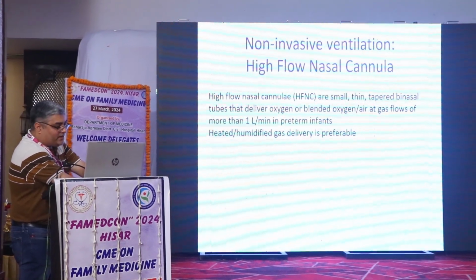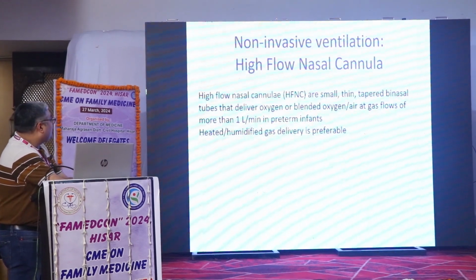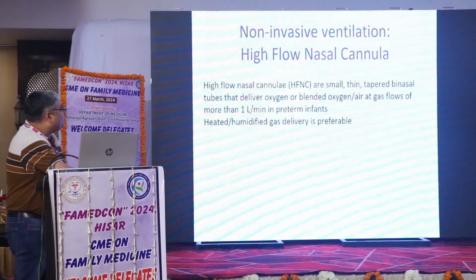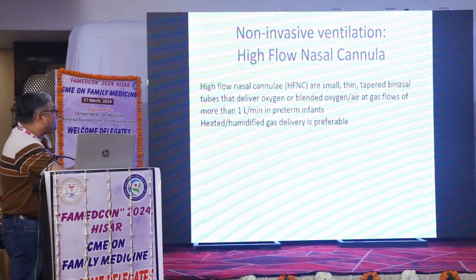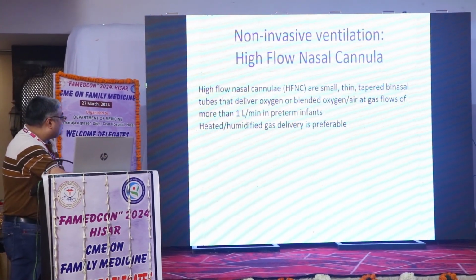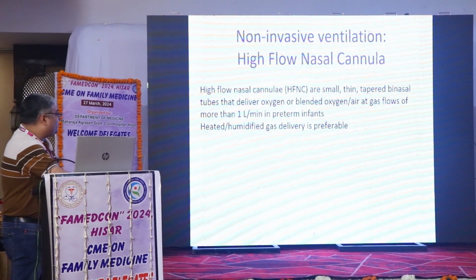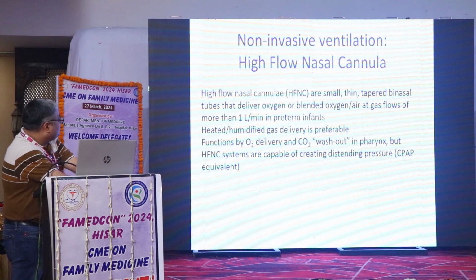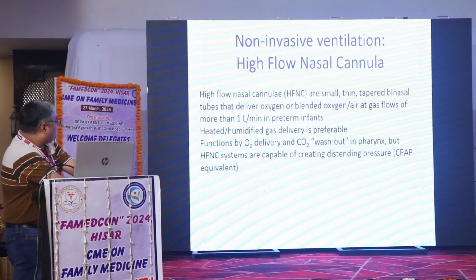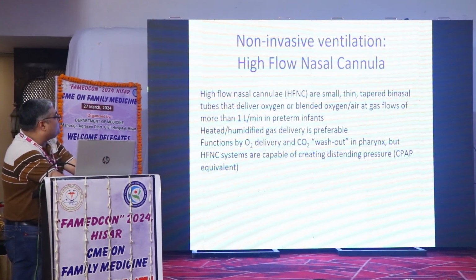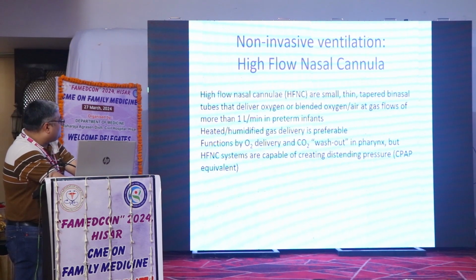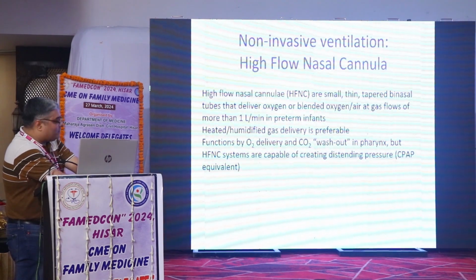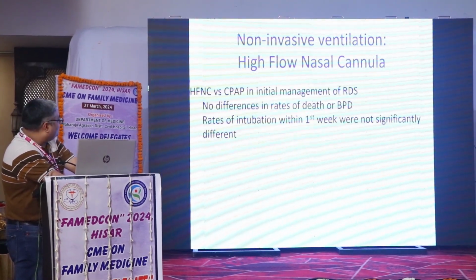Next is high flow nasal cannula, which we are now using in our NICU. They are small, thin, tapered binasal tubes which deliver oxygen or blended oxygen and air, with flows of more than 1 liter per minute in preterm babies. We use humidified gas. So how does it work? It functions by oxygen delivery and CO2 washout in the pharynx. But high flow can also give distending pressure equal to CPAP to open up the alveoli.